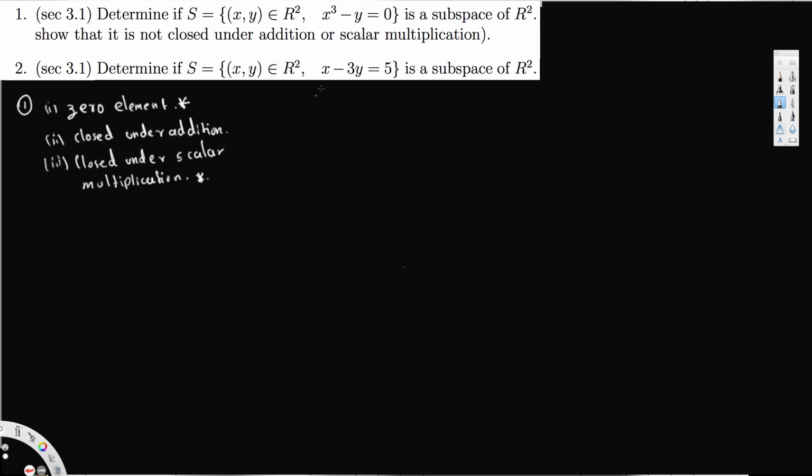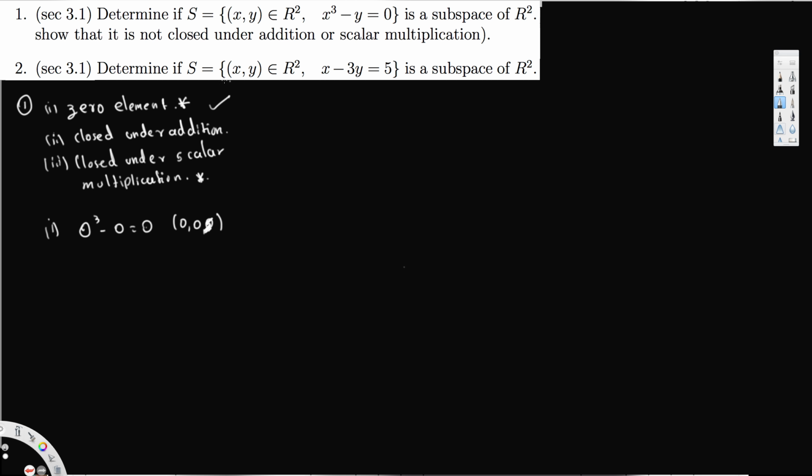So let's see. First of all, the zero element. If you apply 0 for these two, you get 0, 0. 0 cubed minus 0 equals 0. Therefore this is (0, 0), and it satisfies the first condition.